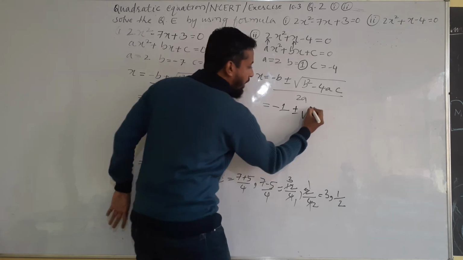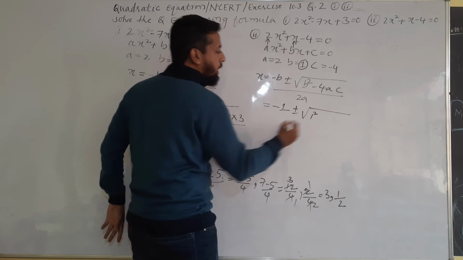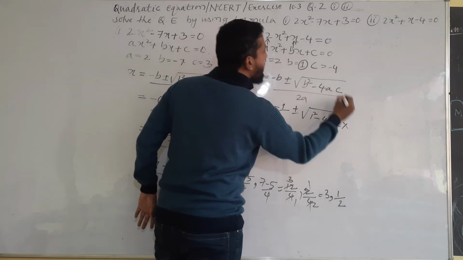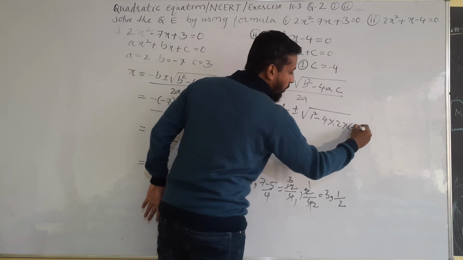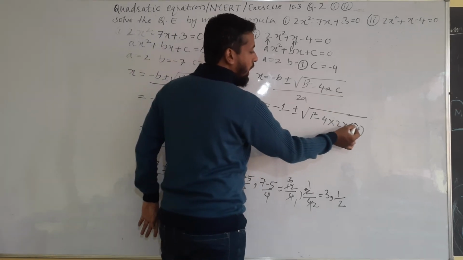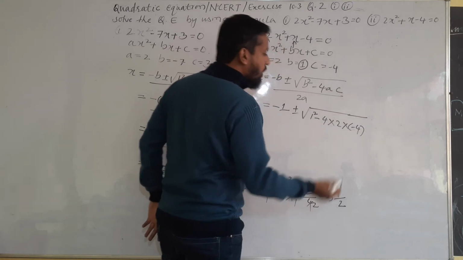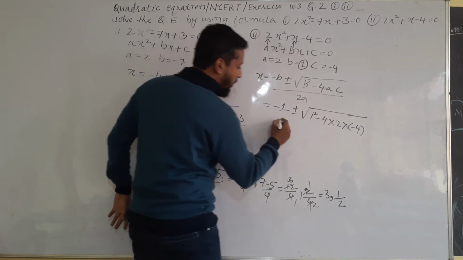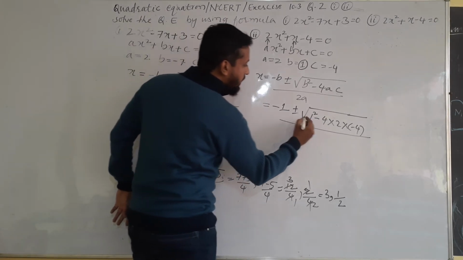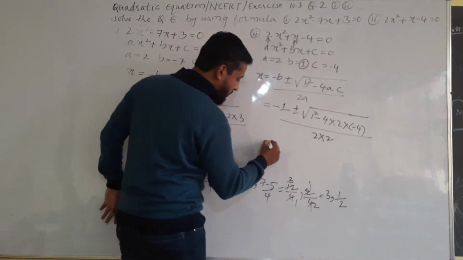Plus or minus under root of b square, 1 square is 1, minus 4 into a, which is 2, into c, how much? Minus 4. Always, if your value is in minus, put it in the bracket, so you will know how to solve. You will not face any problem. Divided by 2 into a. a is how much? 2.